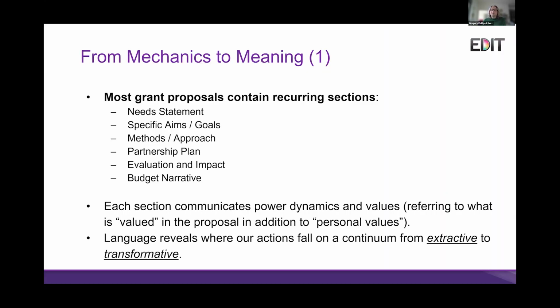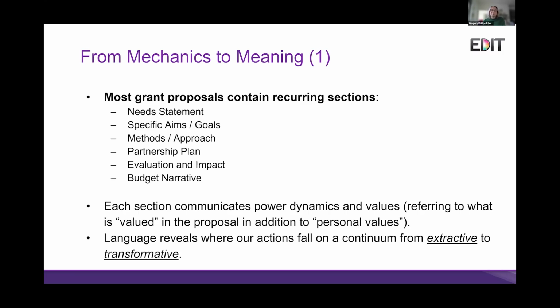Those of us who have written proposals, who've reviewed proposals, who have been in classes where we talk about grant proposals, know most proposals contain common sections. These are things like a needs statement where you say what the need is you're addressing, specific aims or goals, a list of ways that you're going to address that need through research or practice, the methods or approach about how you're actually going to do the project, your partnership plan, so how you're going to partner with the people who are involved in the project. So institutional partnership, but also partnership with other investigators within your institution.